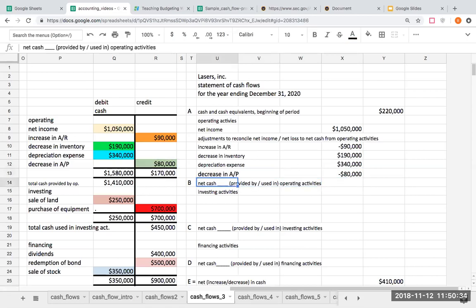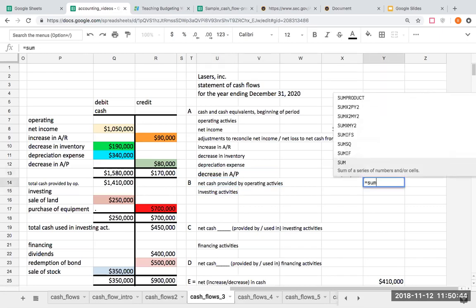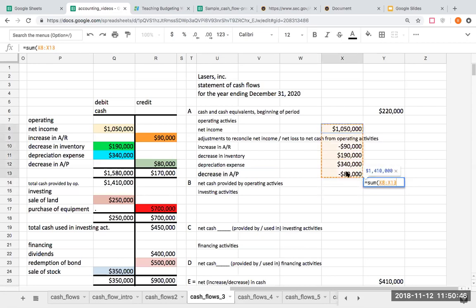And here, my net cash provided by operating activities is going to be $1,410,000. So now I get to my investing activities. I had here the sale of land. I had here the purchase of equipment. So the sale of land is going to be a debit because it's positive. My sale of equipment will be a negative.